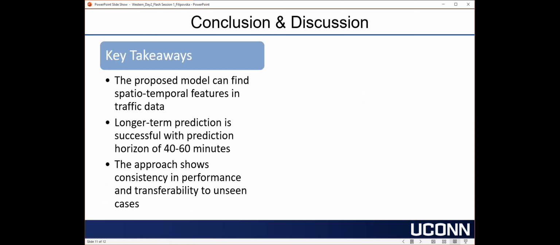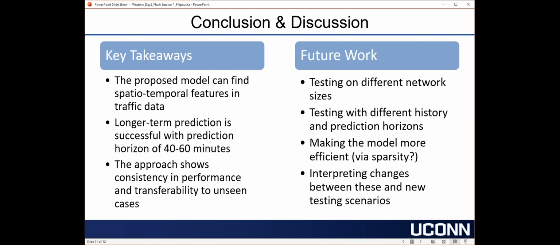So I will conclude with some key takeaways, but I would like to discuss more if we have time. The proposed model we saw can find spatial-temporal features in traffic data. We are able to predict with a longer prediction horizon, so 60 minutes is relatively high. And we see consistency in performance and in transferability, which is quite important, especially when we want to train and then use this model for years.